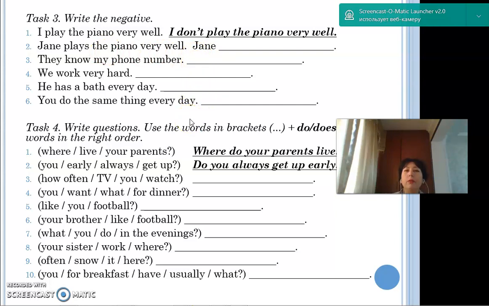Yes? So you have 2 minutes to write negatives. What are you going to do? To write negatives. How many minutes do you have? 2 minutes.